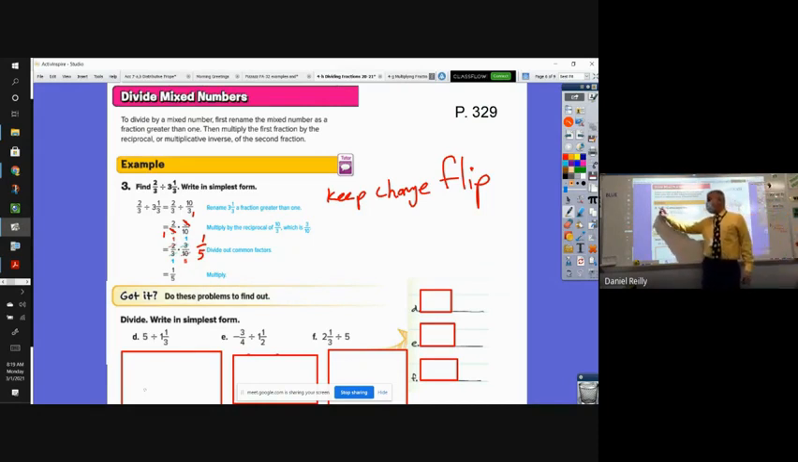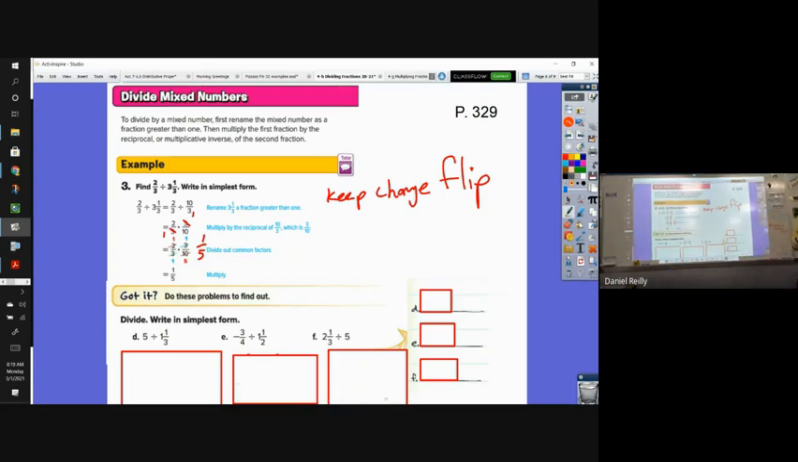This kind of makes sense. I mean, how many times does 3 1/3 go into 2/3? 2/3 is small, so 3 1/3 is not going to go in there very many times. It only goes in 1/5 of a time. Okay? All right.